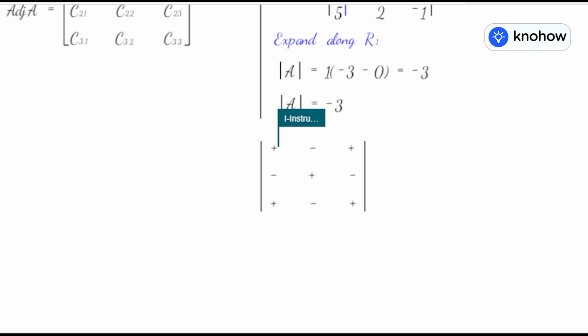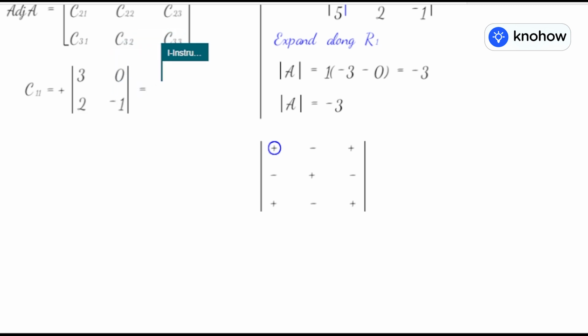This way. So now, I think you can work out this yourself. I'll calculate 1 or 2 for you. For example, C11 will take plus times, delete the row and column through A11, that is 1, and you are left with 3, 0, 2, minus 1. Work it out, you get minus 3, 0, minus 3, minus 0, so minus 3 only. And outside is plus sign, so it will remain minus 3.